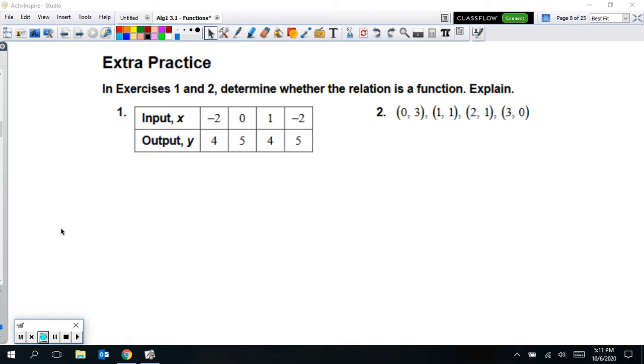Okay, now look at your extra practice just on the next page or two. Number 1 and 2 on extra practice. I think this is on page 62 of your notes. Go ahead and pause the video and answer number 1 and 2. Determine whether these relations are a function. Pause it and then check your answer.